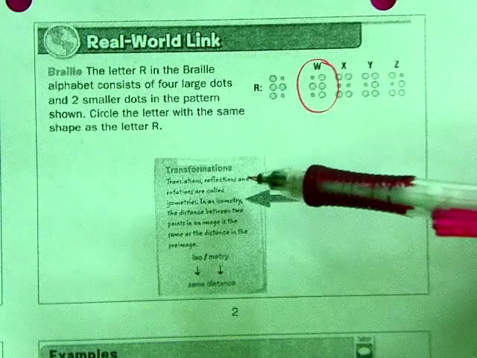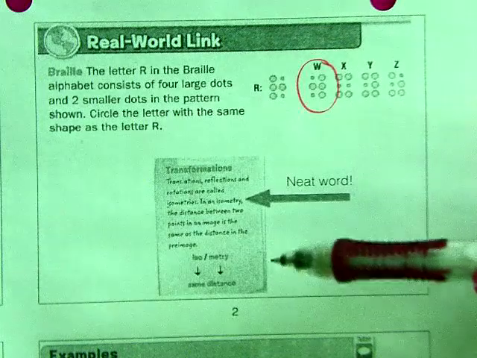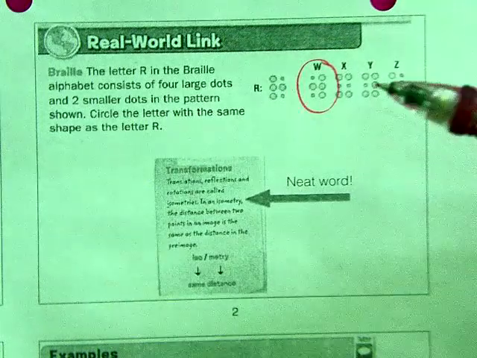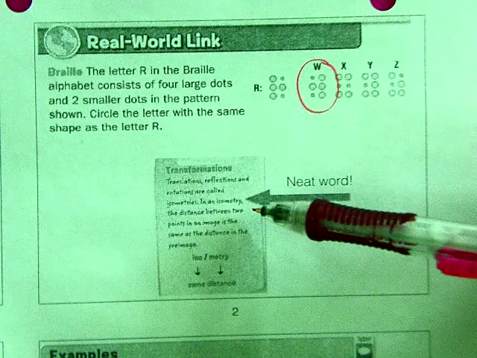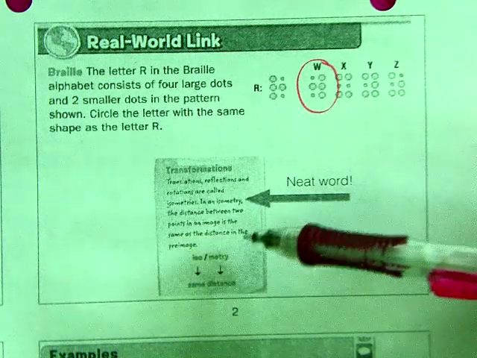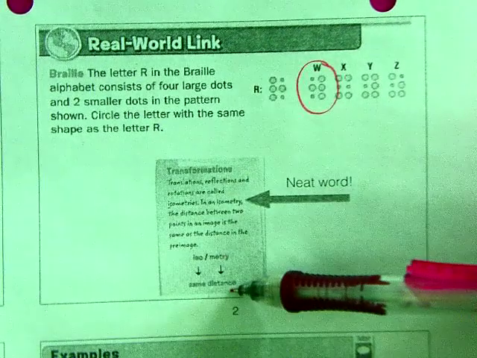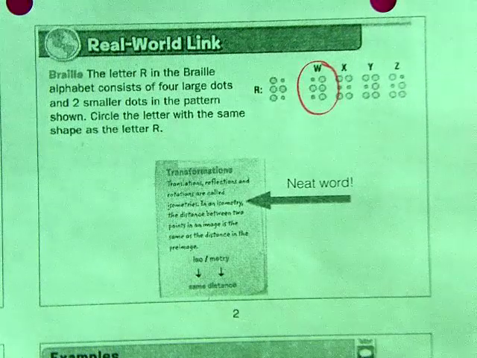Neat word here, transformations. Translations, reflections, and rotations are called isometries, or isometry. In an isometry, the distance between the points in the image is the same distance as the pre-image. Iso meaning same, metry meaning distance. So isometry, kind of a cool word.